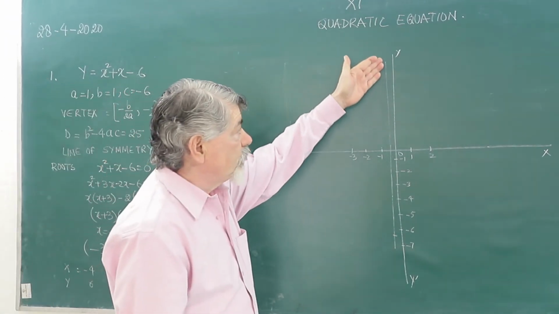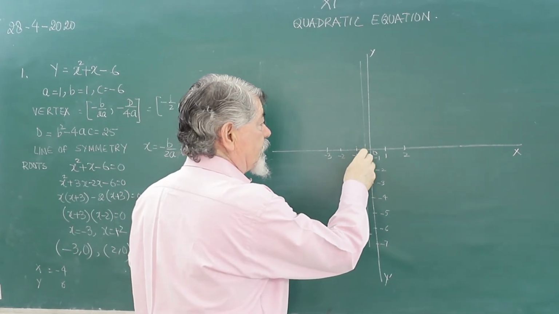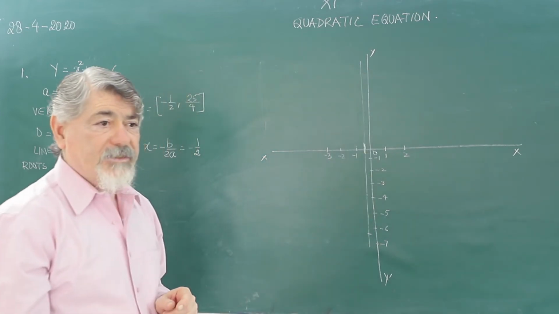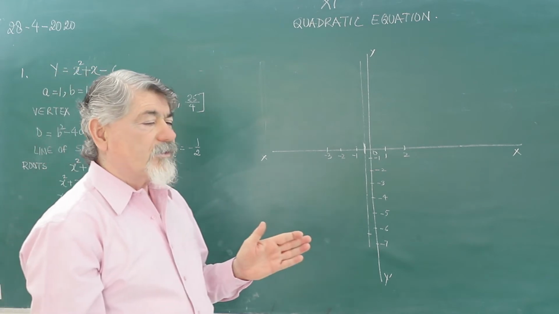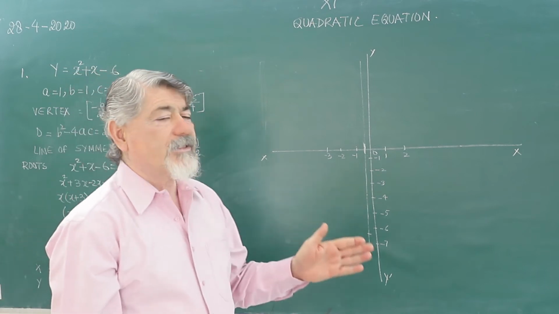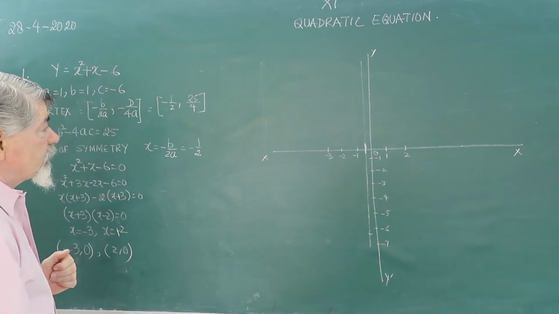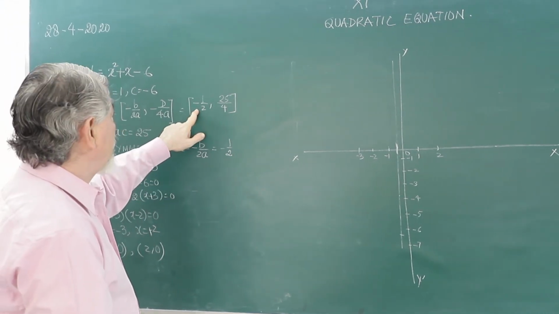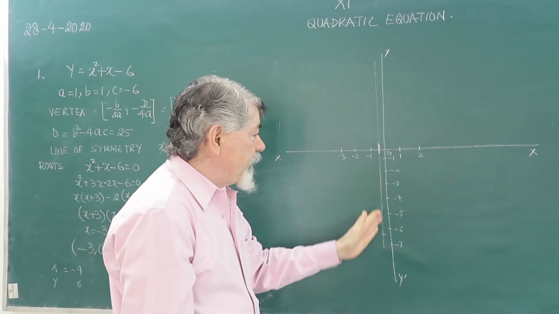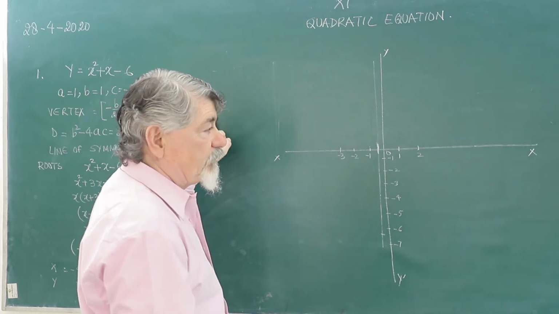That is why I have drawn a line. This is minus 1, this is 0, between 0 and 1 I have drawn a vertical line which will represent x is equal to minus 1 upon 2. x is equal to minus 1 upon 2 means line parallel to y-axis at a distance x is equal to minus 1 upon 2. Now let us look what is the vertex. Vertex is minus 1 upon 2 and minus 25 upon 4. On this line, the value of x everywhere will be minus 1 upon 2. And y is minus 25 upon 4.